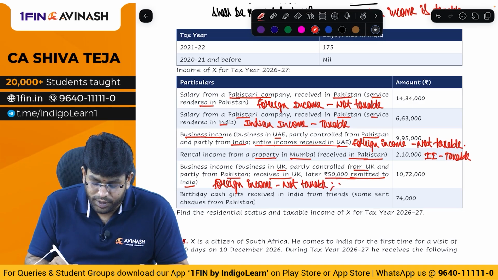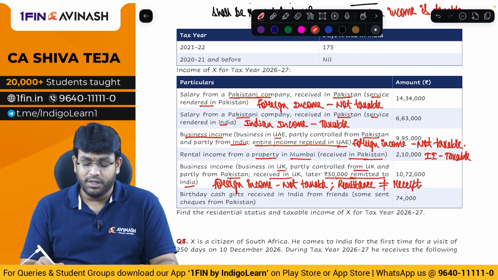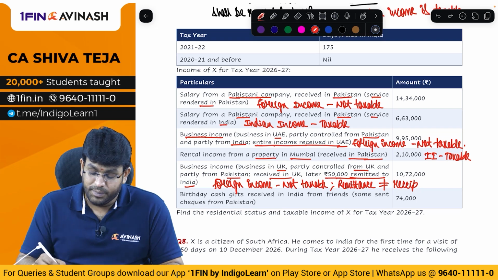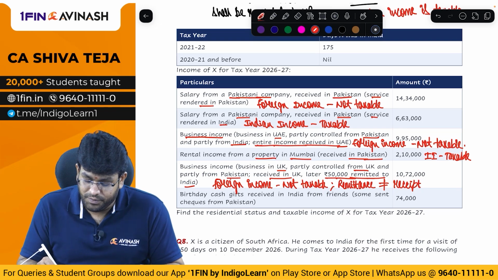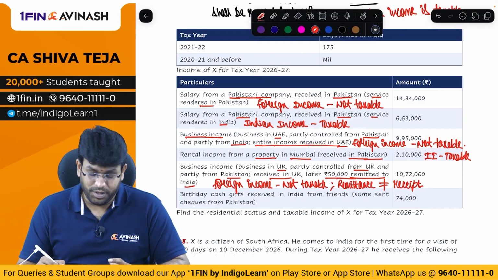Moreover, one important point I will tell is that remittance is not equal to receipt. Receipt always means first receipt. Remittance is something like a subsequent transfer. Understanding, friends? Very good. Next point.